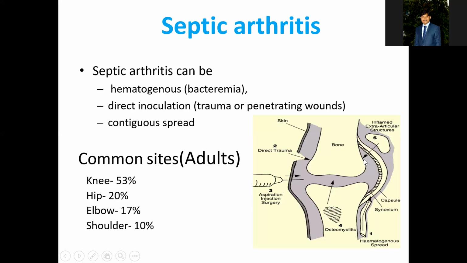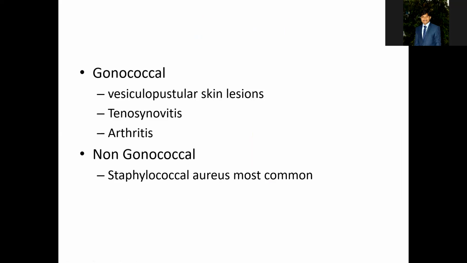Septic arthritis most commonly involves weight-bearing joints. Mostly the knee joint is involved, next the hip joint. Disseminated gonococcal infection presents with a triad of vesiculopustular skin lesions, tenosynovitis and arthritis.